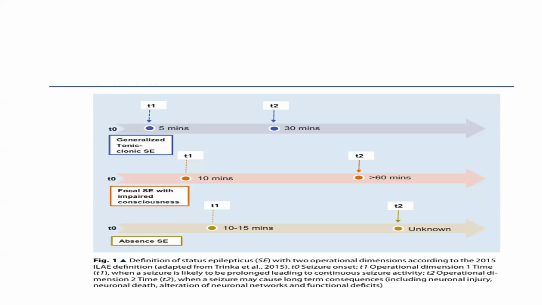So, this figure is showing the definition of status epilepticus with two operational dimensions according to the 2015 ILAE definition. So T0 indicates seizure onset. T1 is the operational dimension one, the time when seizure is likely to be prolonged, leading to continuous activity, and T2 is the operational dimension when seizure may cause long-term consequences.